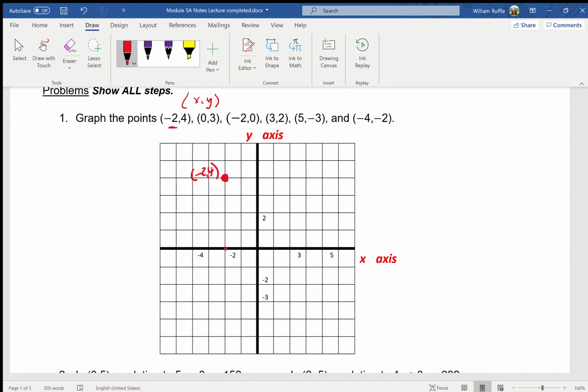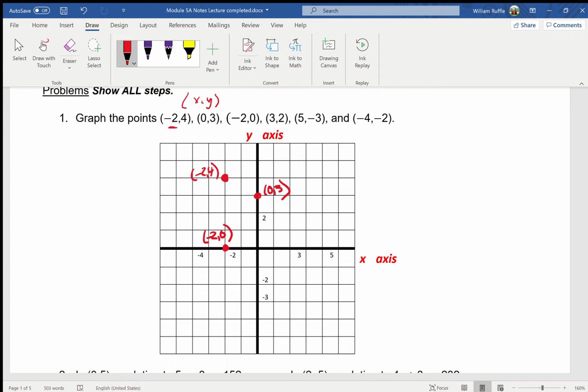When I go 0, 3, that means x is 0, so I don't go left or right. I just stay at the origin, and I go up 3. 1, 2, 3. There's 0, 3. And that's also the y-intercept because it's on the y-axis. If I do -2, 0, my x value is -2, so I go to where x is -2, and then 0 is my y value, so I just stay right there. So now this would be the x-intercept.